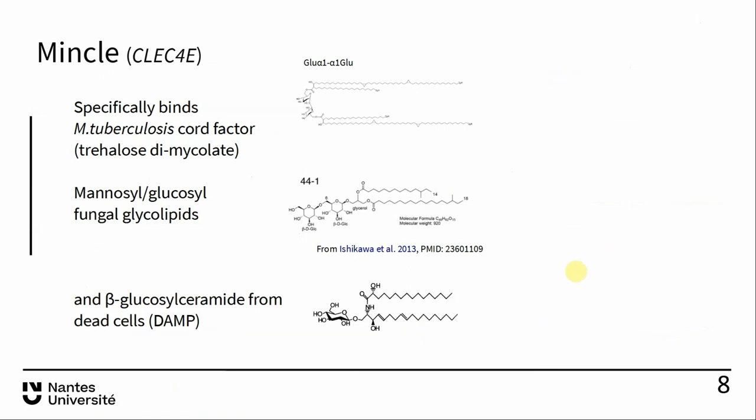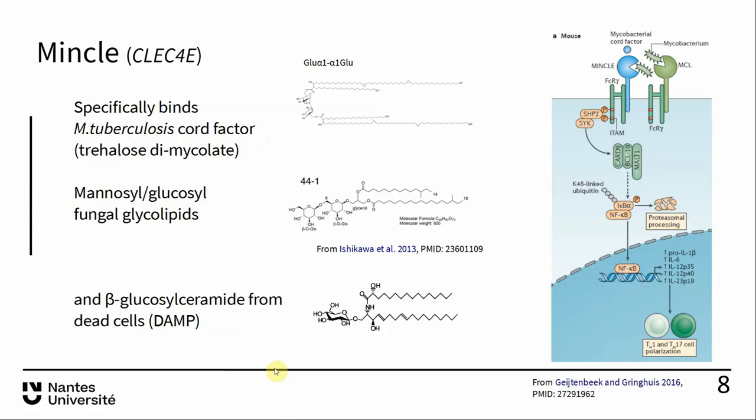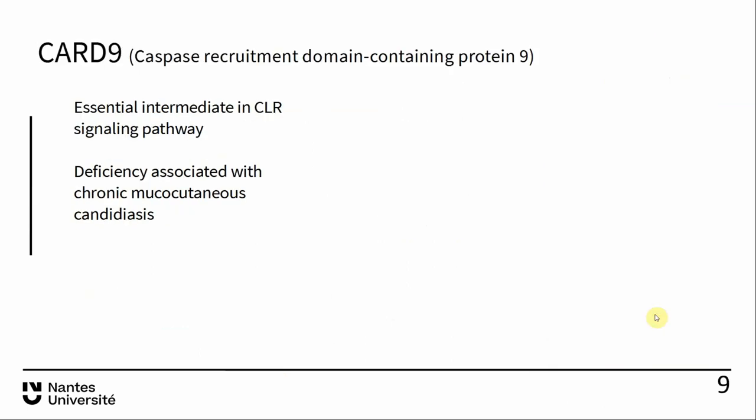So Mincle is another one of these CLRs, and it specifically binds Mycobacterium tuberculosis cord factor and a bunch of other mannose and glucosyl glycolipids. So the sugar part is important apparently, but the acyl group, the lipid group of these glycolipids, is also important. You don't find any glycan polymers on their own, they're always associated with some kind of lipid. It has a dual recognition function as a pathogen recognition receptor and also a danger receptor, because it can be activated by glucosylceramide from dead cells. Once again, activation of Mincle will induce CARD9 and NF-kappa B activation, secretion of IL-1 beta, IL-6, IL-12, and IL-23. You get Th1 and Th17 type responses.